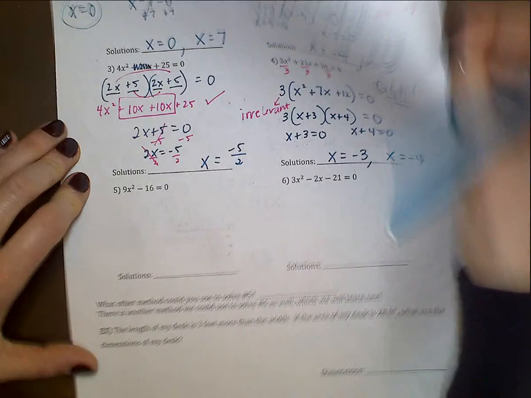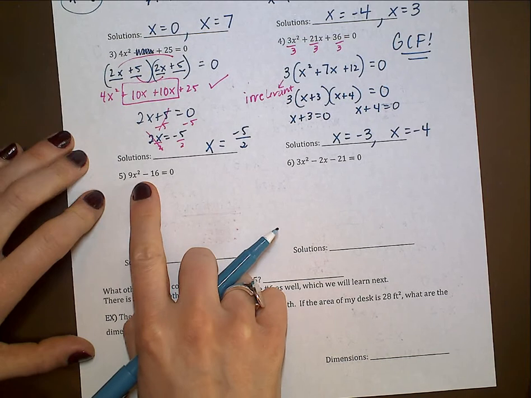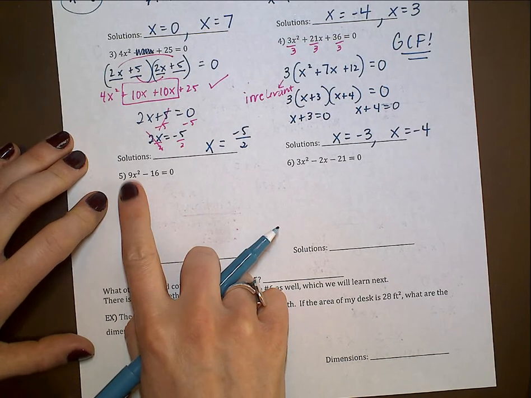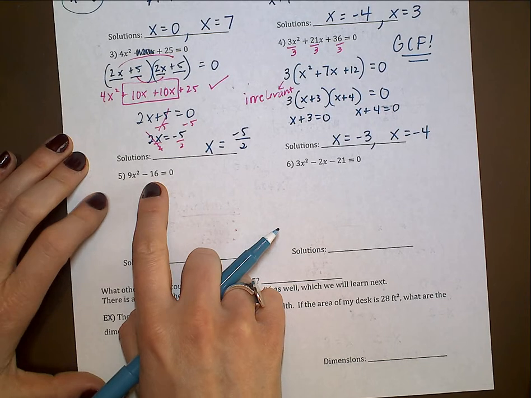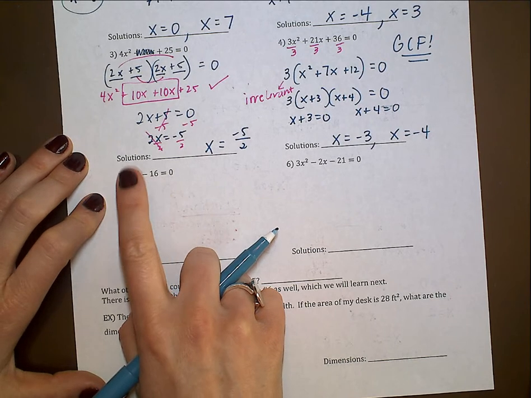All right, this one looks different. There is no GCF. There's nothing that goes into 9 and into 16, but I can rewrite this to kind of make more sense. It looks different because the x's are gone.